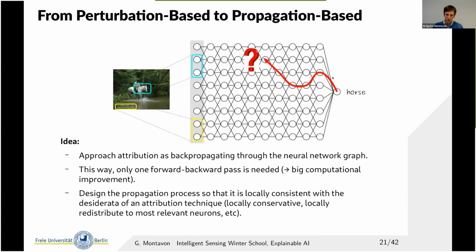And what is difficult here is that you have to design the propagation process in a way which is meaningful. And what you will try to do is to build this in a way which is locally consistent. So that's the best we can do. For example, at every layer, if you redistribute between different neurons, you should have this conservation property enforced. And you should also try to always redistribute to neurons that are considered locally the most relevant.